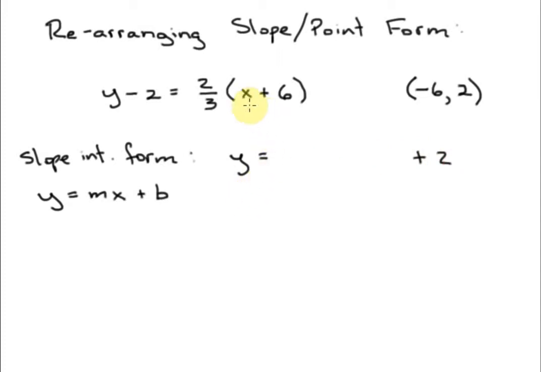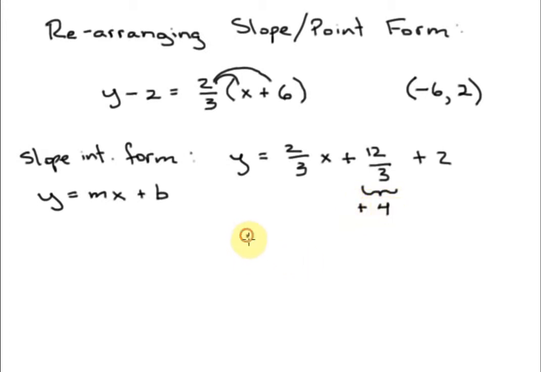And at the same time, I need to get rid of these brackets. I'm going to distribute this 2/3 into the brackets. So I'm going to get 2/3 times x. And I'm going to get 2/3 times 6, and it's positive. Now, 2/3 times 6 is going to be like 2 times 6, or 12, over 3. And so this actually just turns into a +4.